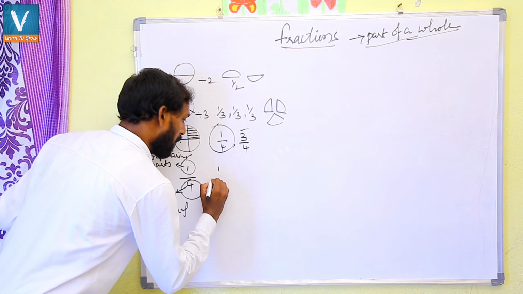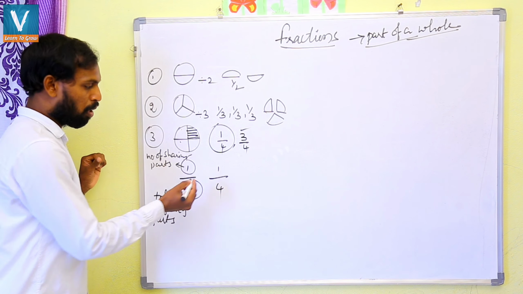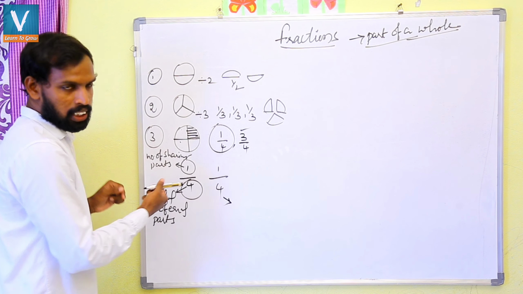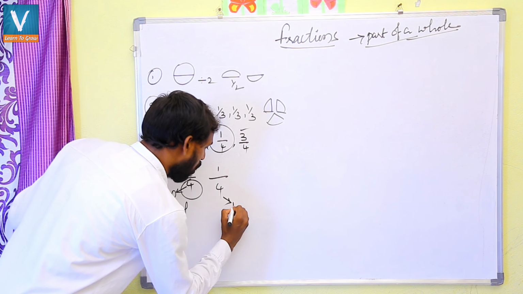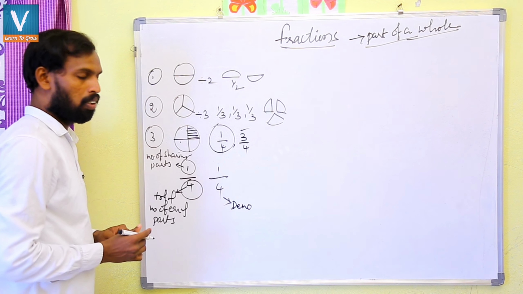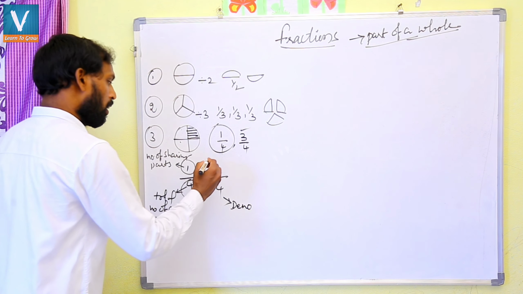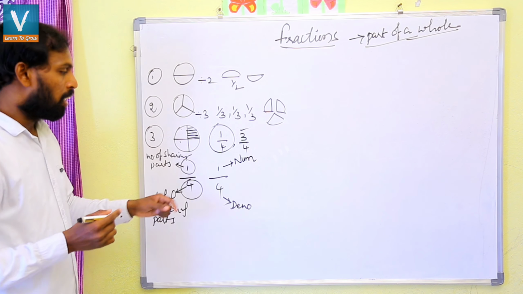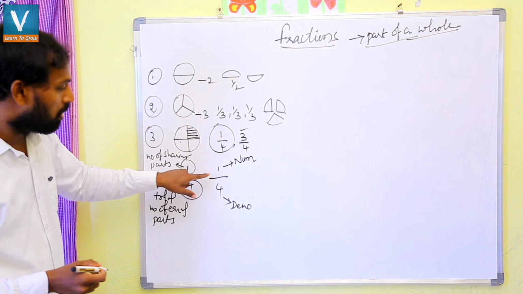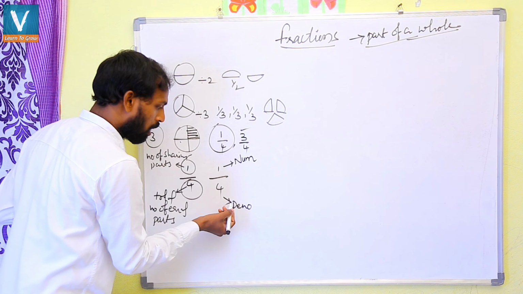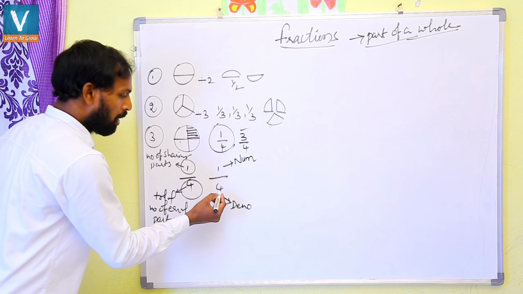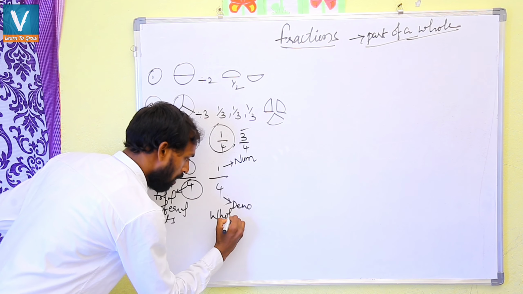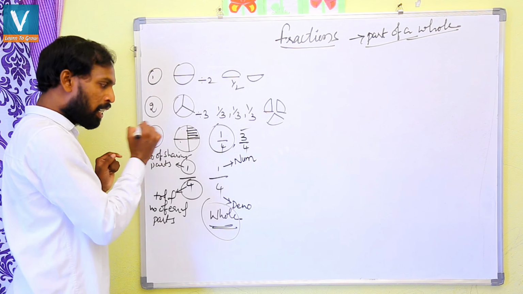In mathematical form, the bottom one I am considering as the actual size, the denominator, and the top one I am calling the numerator. So a fraction consists of 2 parts, numerator and denominator. The denominator indicates the actual size, the whole, the total parts. And the numerator indicates the part.